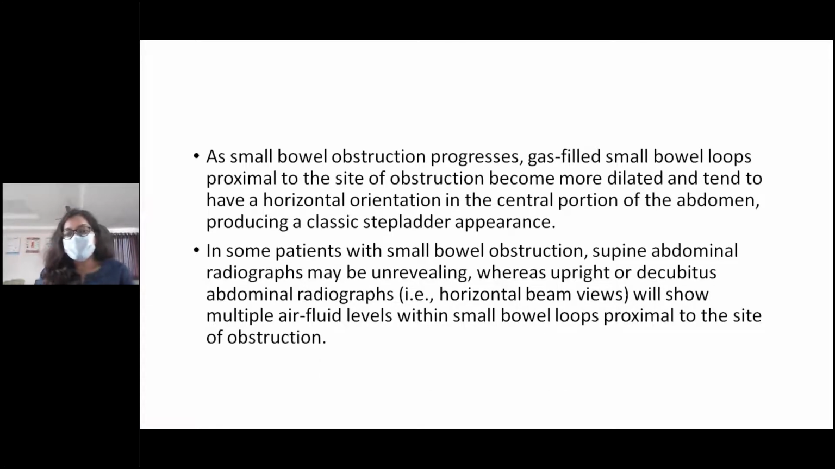As small bowel obstruction progresses, gas-filled small bowel loops proximal to the site of the obstruction become more dilated and tend to have a horizontal orientation in the central portion of the abdomen, producing a classic stepladder appearance. In some patients with small bowel obstruction, supine abdominal radiographs may be unrevealing, whereas upright or decubitus abdominal radiographs will show multiple air fluid levels within the small bowel loops proximal to the site of the obstruction.